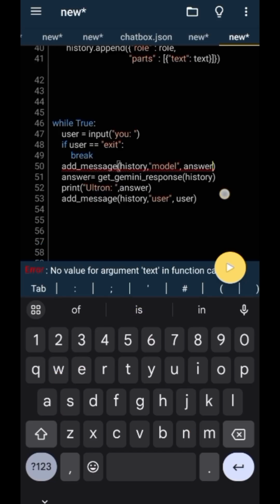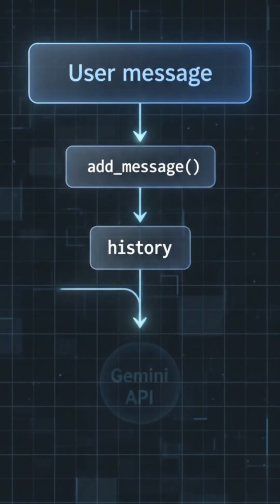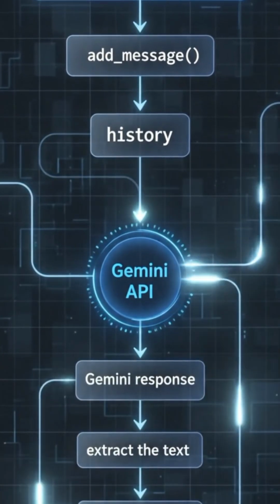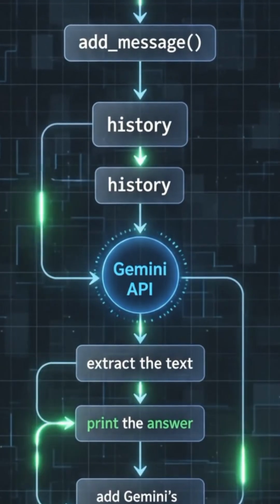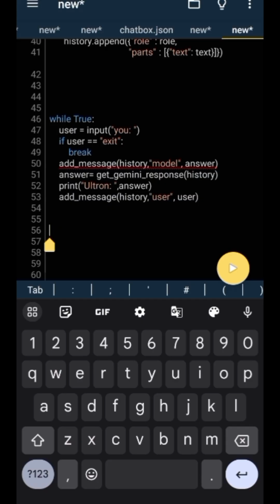history. You can understand it visually like this. User message, add_message, history, Gemini API, Gemini response, extract the text, print the answer, add Gemini's answer to history. History now contains both sides.